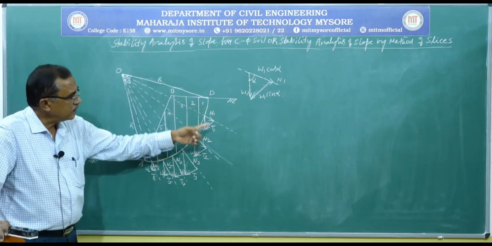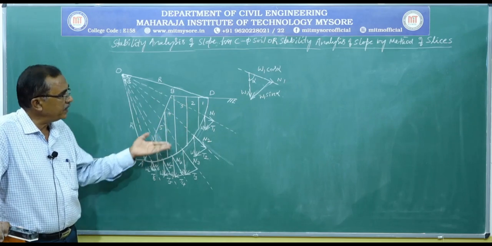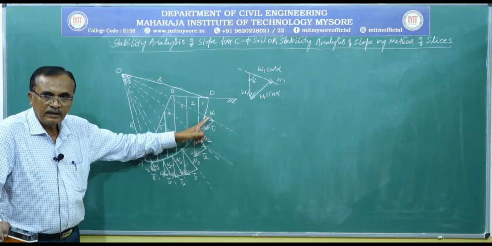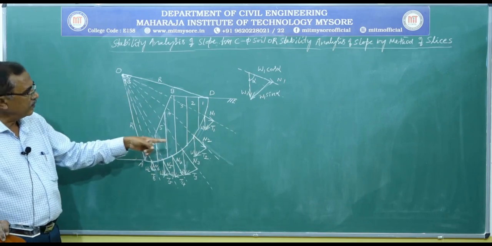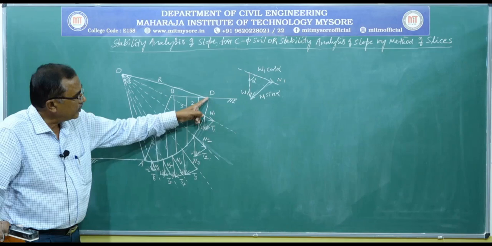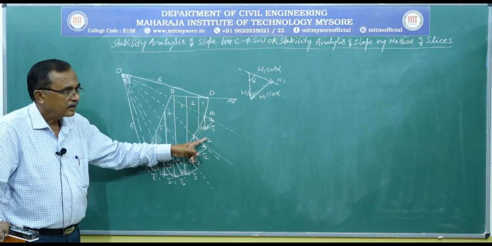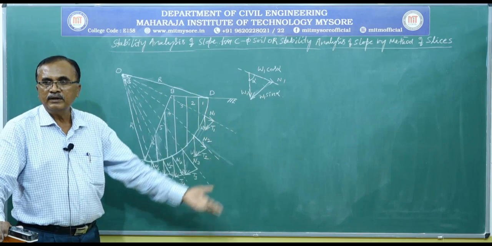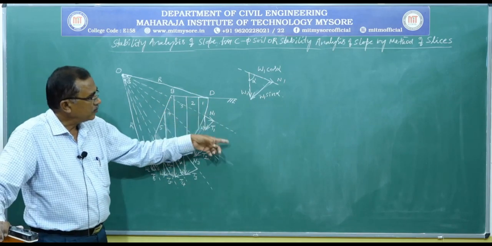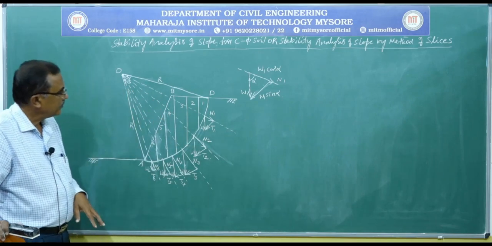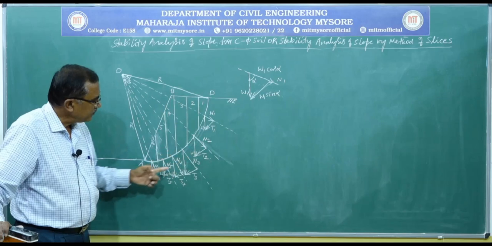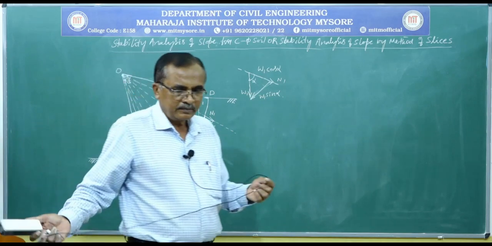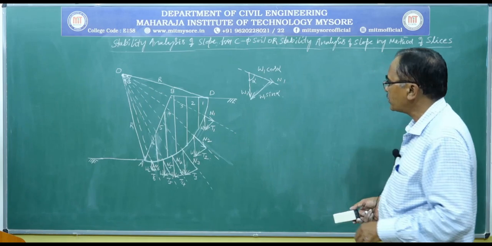So, the weight of all the slices are resolved into their normal and tangential components. Conveniently, we can resolve this analytically, by measuring the angle between the weight and the normal line, or graphically also we can measure here. Anyway, we have marked these weights to a scale. Then measure this length T1 and N1, and multiply with the scale, that gives you the normal and tangential components. So after resolving the weight of each slice into their normal and tangential components, we can obtain the normal force, this resisting force and driving force.